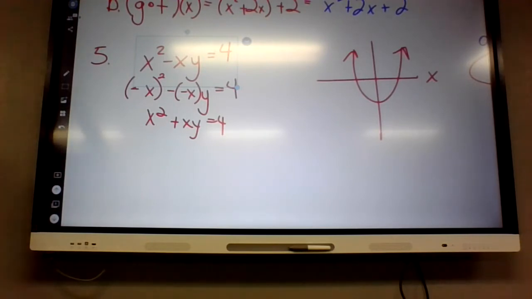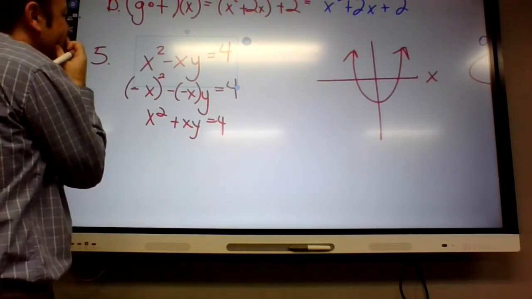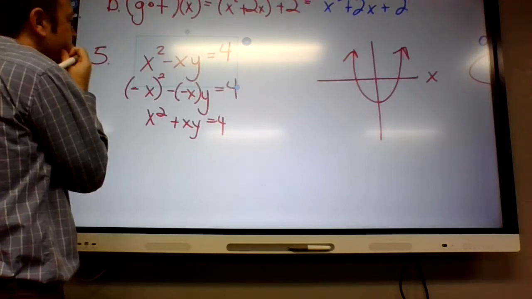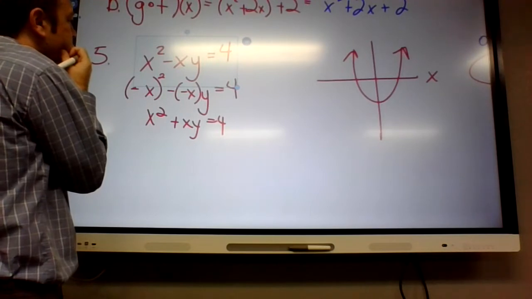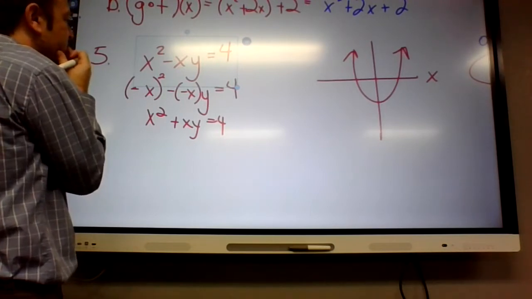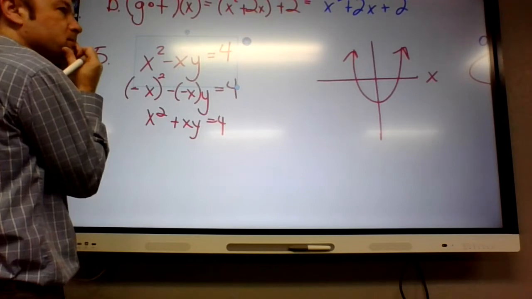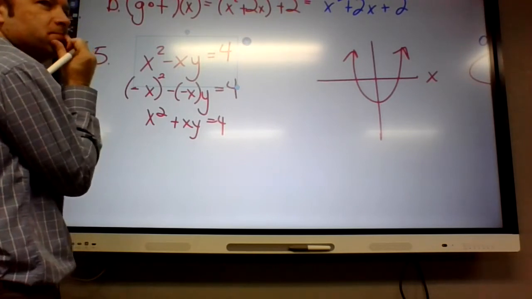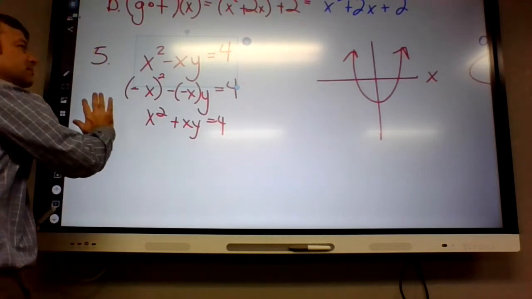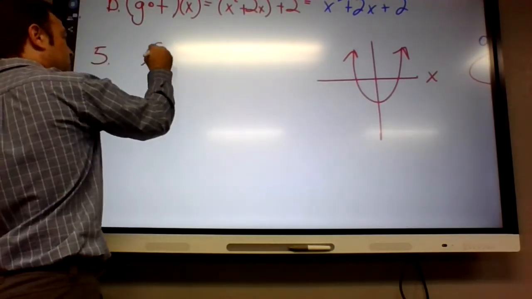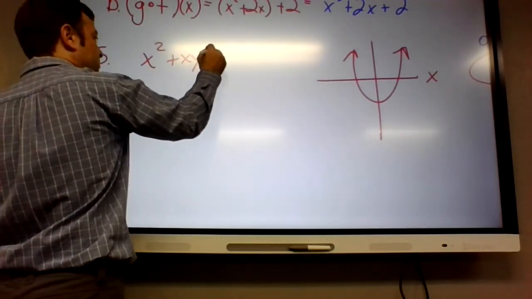Wonder what this graph would look like. Take an x out and get x minus y. Have to manipulate it. I don't want to actually spend enough time to figure it out. Let's keep going. x squared plus xy equals 4.